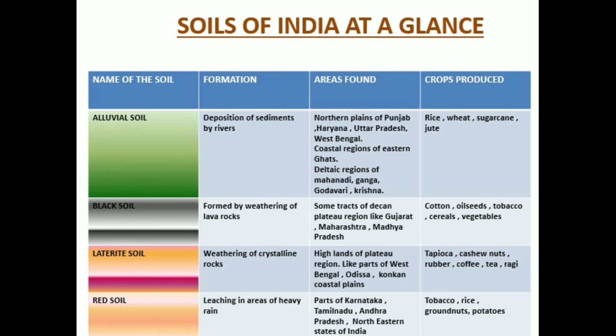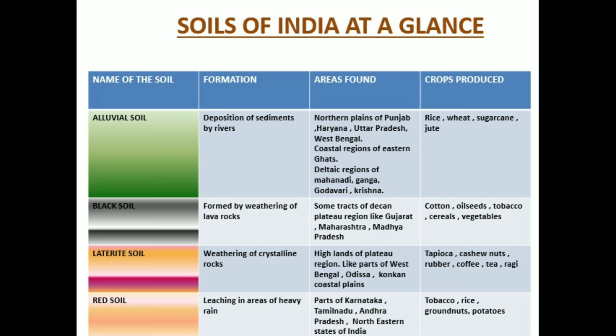Soils of India at a glance. Alluvial soil is formed by deposition of sediments by rivers. Black soil is formed by weathering of lava rocks. Laterite soil is formed by weathering of crystalline rocks. Red soil is formed by leaching in areas of heavy rain.